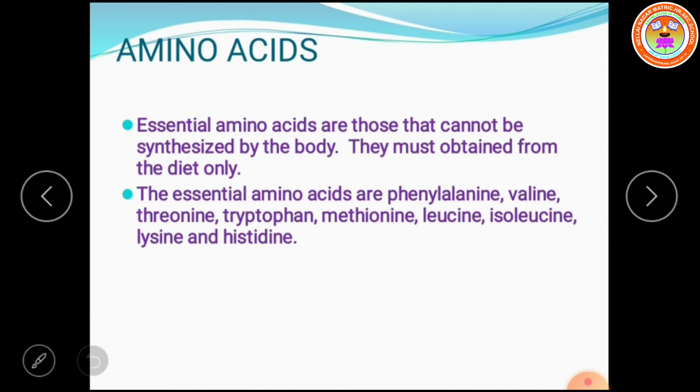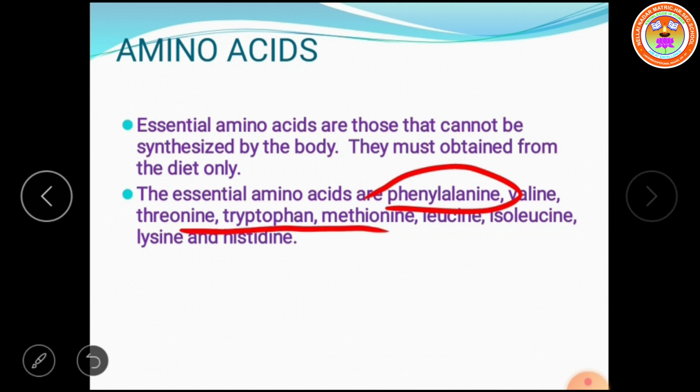So essential amino acids cannot be synthesized in our body directly. They are obtained from the diet or food. Some of the essential amino acids are, pronounce it properly: phenylalanine, valine, threonine, tryptophan, methionine, leucine, isoleucine, lysine, and histidine. So these are some of the essential amino acids required by our body, obtained through diet only.